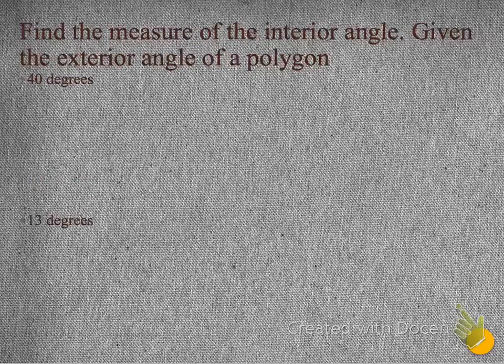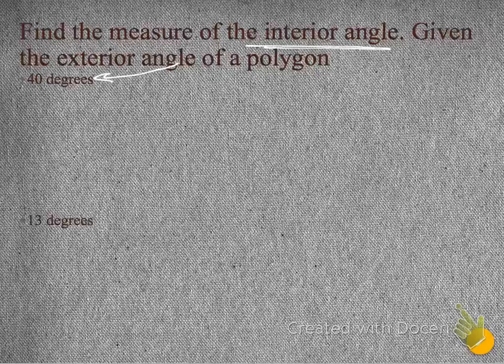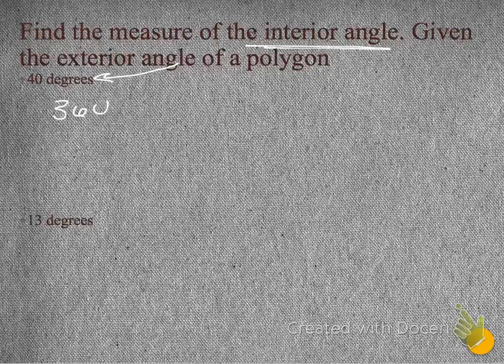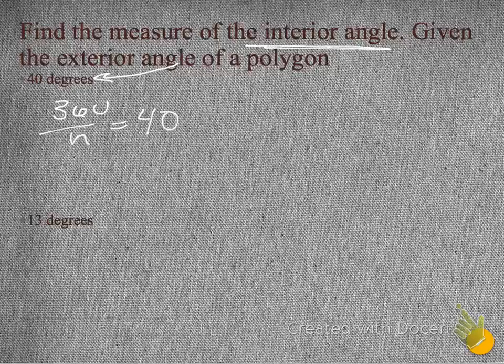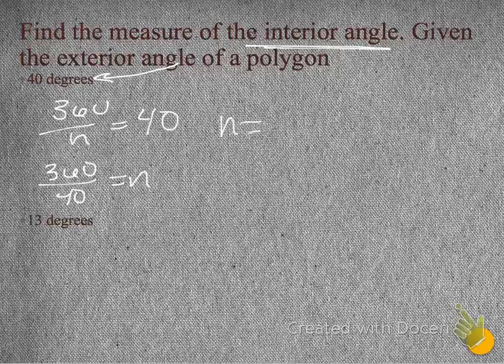Find the measure of the interior angle when you're given the exterior angle. So I'm given these being the exterior angles. So first I need to find the number of sides that we're talking about. So we're going to do the same that we did last time. So 360 divided by n is 40 because I have the exterior angle. So if I solve it, it's going to be 360 divided by 40 equals n. So my number of sides is now 9.